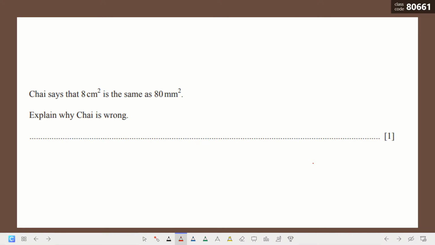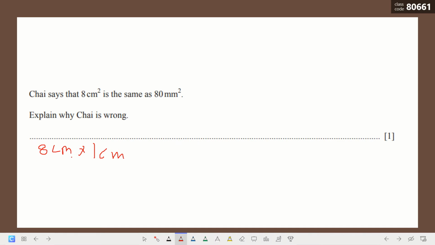If we go to the next one, Shai says that 8 square centimeters is the same as 80 square millimeters. Explain why Shai is wrong. First of all, suppose I split 8 square centimeters as 8 centimeters times 1 centimeter. You know that centimeter times centimeter is equal to square centimeter.